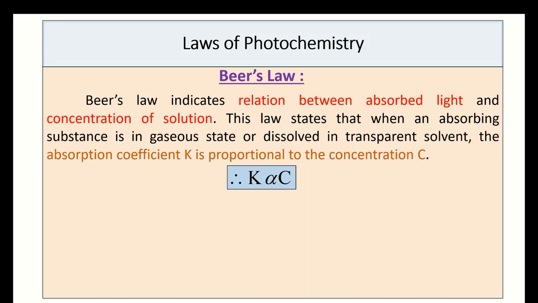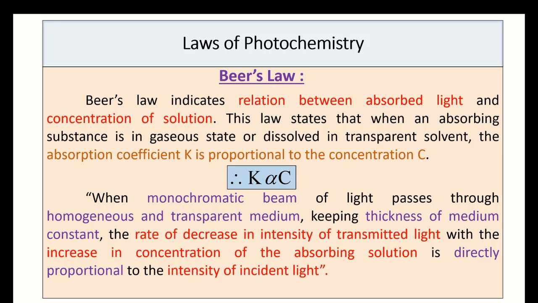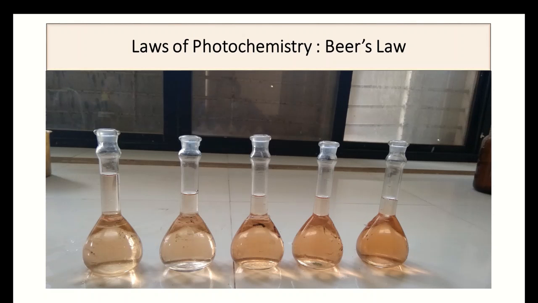Or in other words, we can state Beer's law as: when a monochromatic beam of light is passed through a homogeneous and transparent medium, keeping the thickness of the medium constant, the rate of decrease in the intensity of the transmitted light with the increase in the concentration of the absorbing solution is directly proportional to the intensity of the incident light. So here we will focus on the concentration of a solution, keeping the thickness of the medium constant. Okay, let us understand this with the diagram as shown.